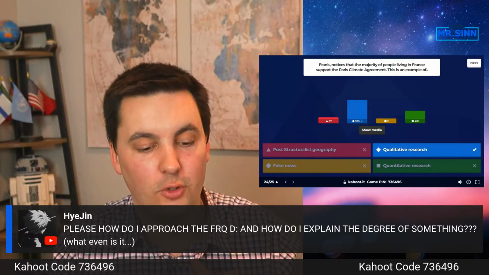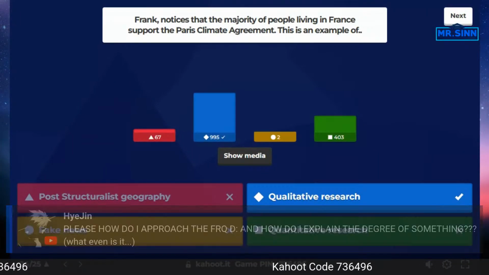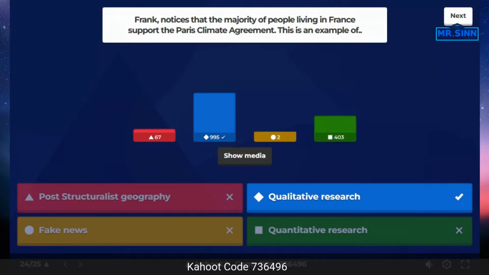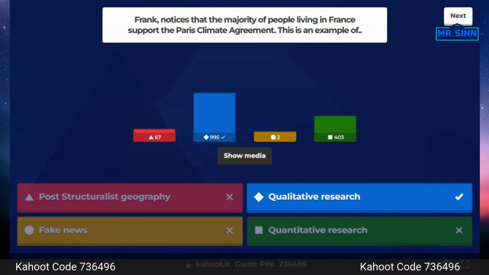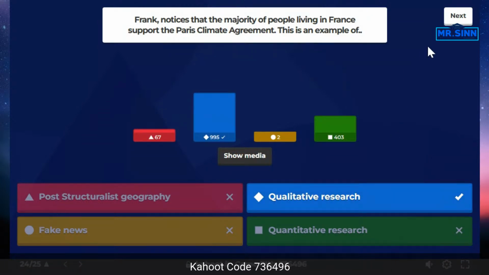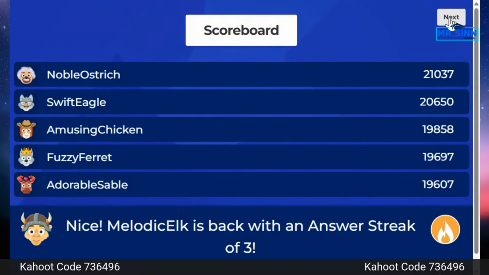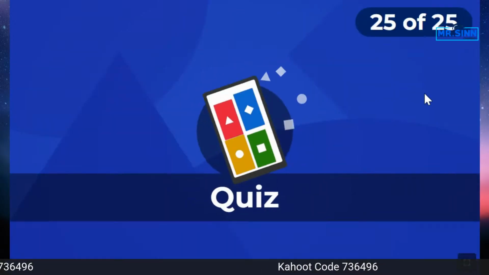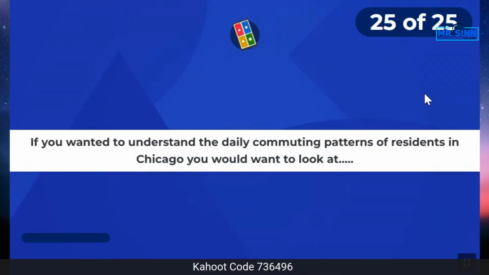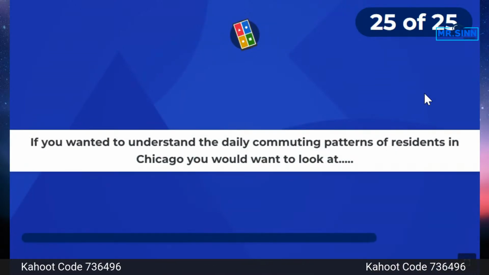But explain the degree, you'll have to have a high, moderate, low. You're looking at how a concept connects into the actual real world. We'll talk more about the FRQs later on. Yes, it would be qualitative research. So again, the data collection here, whatever, it's opinions. So it's not quantitative. That would be qualitative. Subject to change. All right, last question. Here we go. What do we got?